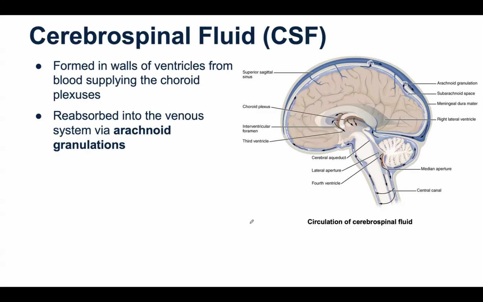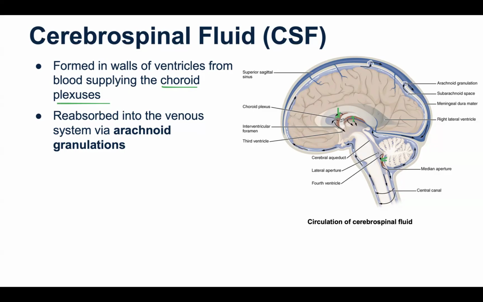Now let's talk a little about how CSF is formed. There are these highly vascularized structures attached to the walls of the ventricles. You'll have this in the lateral, the third, as well as the fourth. And these are referred to as choroid plexuses. They are represented in this kind of reddish color in the illustration to the right. And it's from the choroid plexuses that the CSF is secreted. And the flow of CSF is from superior to inferior to make its way to the subarachnoid space.